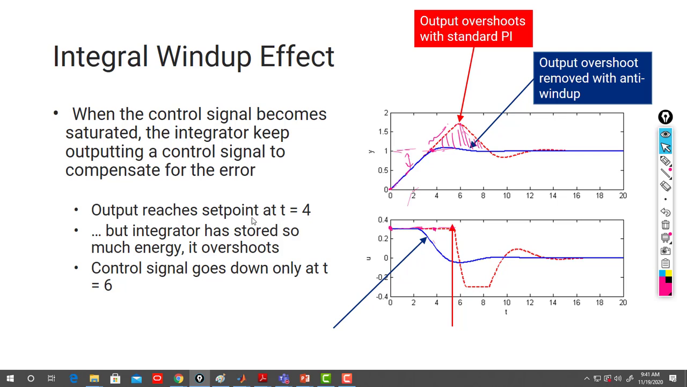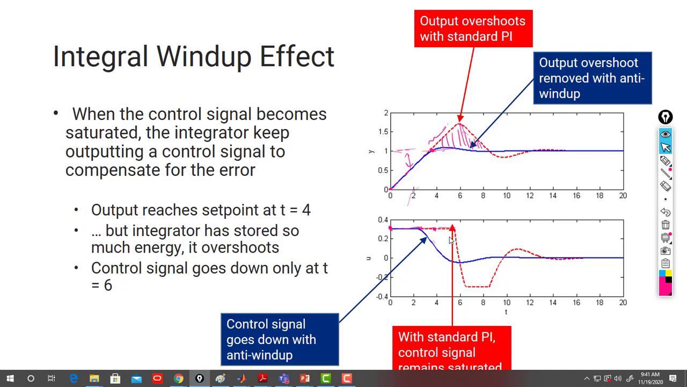The output reaches the set point at t equal 4, but the integrator has stored so much energy that it overshoots before going down. You see the control signal goes down at t equals 6, so after 2 seconds we have this overshoot. That's the standard control signal. It remains saturated up to here, and here the control signal goes down.